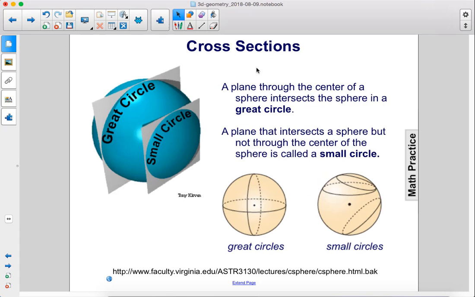A plane through the center of a sphere intersects the sphere in a great circle. A plane that intersects the sphere but not through the center of the sphere is called a small circle. These are examples of great circles. These are examples of small circles.